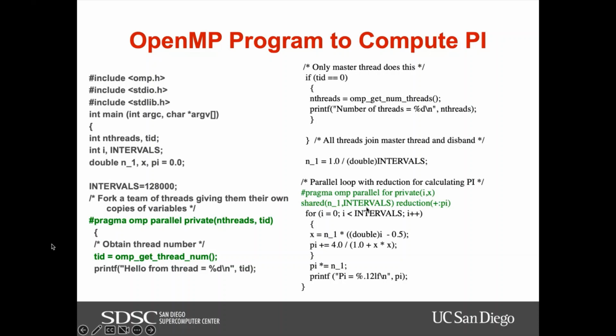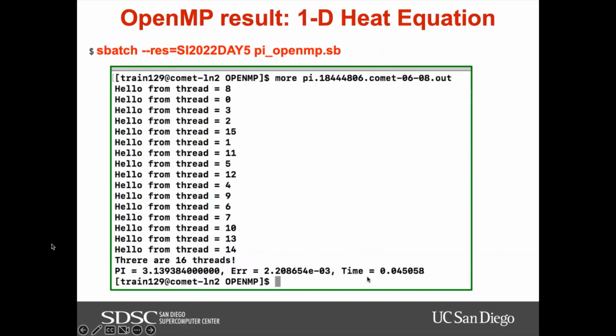And the number of intervals, we make it shared, because that's the same across all of them. And we are saying we're going to do a reduction operation on this pi value, right? So we are basically calculating pi this way. You can run this job by just submitting sbatch --res=SI22day5, which is our reservation for today, and pi_openmp.sh.